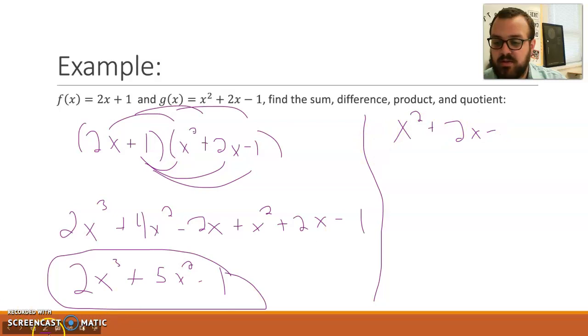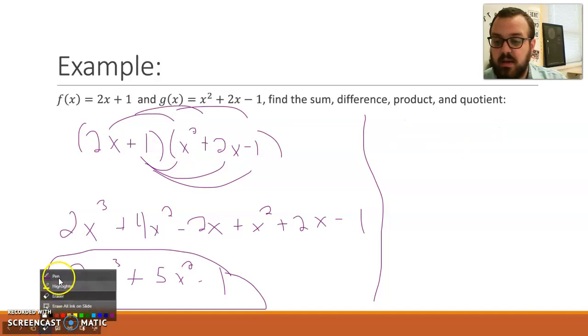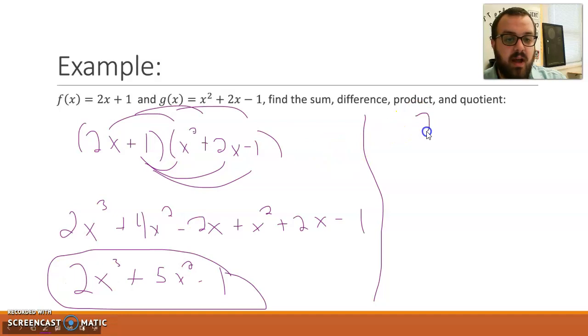Oh, actually, hold on, I'm doing this backwards. Let's do this in the correct order. We're going to do f of x divided by g of x. Go in the order that's listed like we did before. So it's going to be 2x plus 1 divided by x squared plus 2x minus 1.